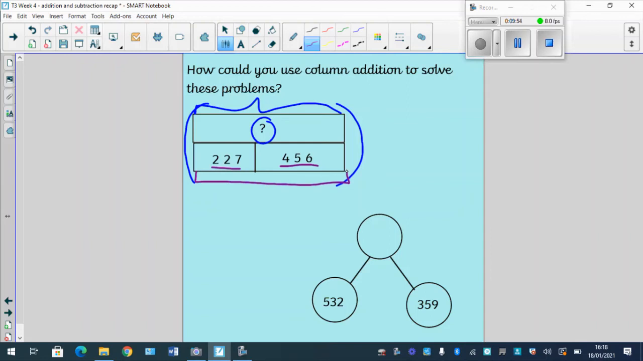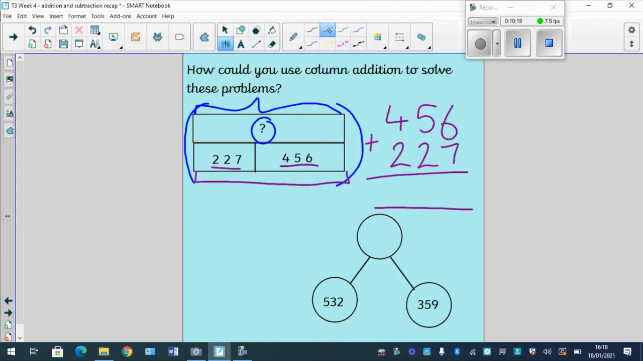So my question would be 456 add 227. So pause the video here, see if you can solve that problem. Brilliant. How did you get on? Could you work out how to solve it? Well done if you could.